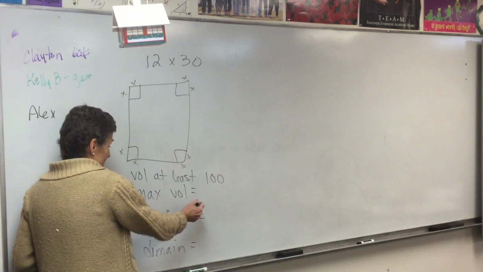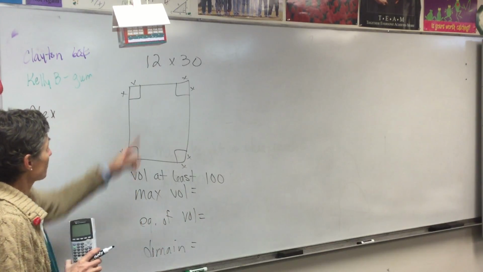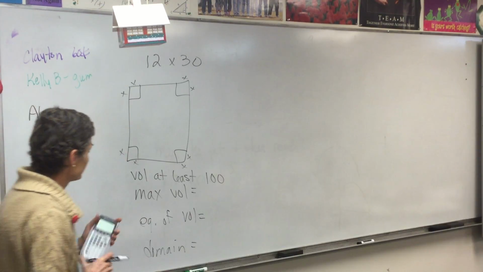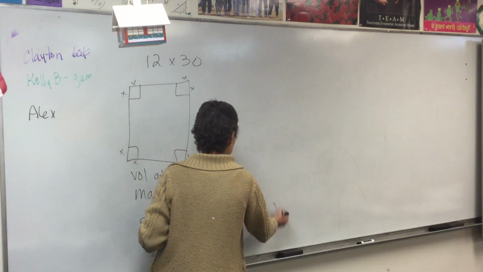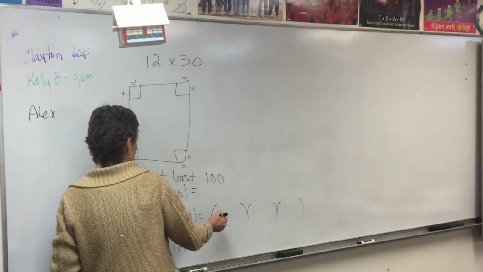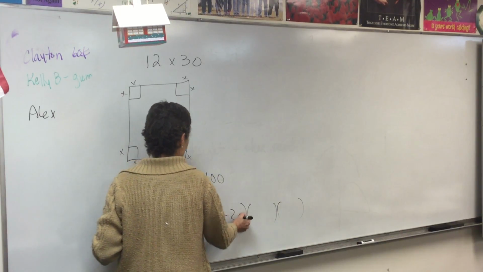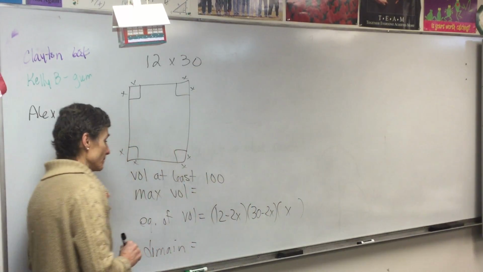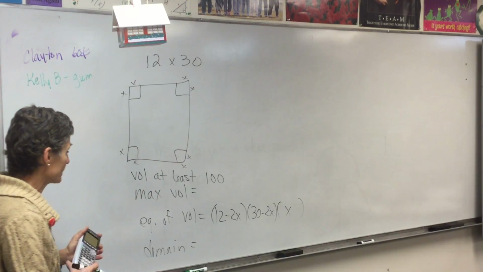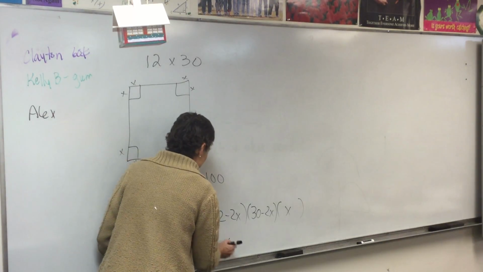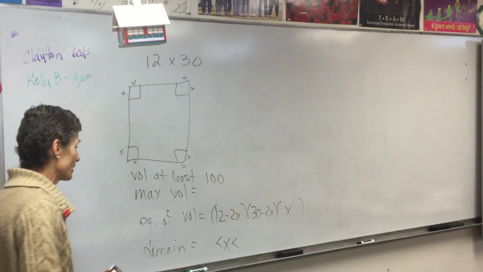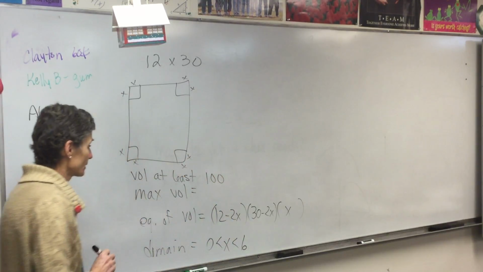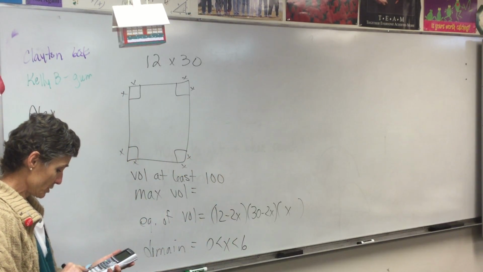So what's the equation for the volume of this box if the paper is 12 by 30? 3 things, length times width times height. So it would be 12 minus 2x, 30 minus 2x, and x. That's the equation of your volume. Your domain, that's your x min and max, is 0 to 6. So I'm going to go ahead and put in that equation.